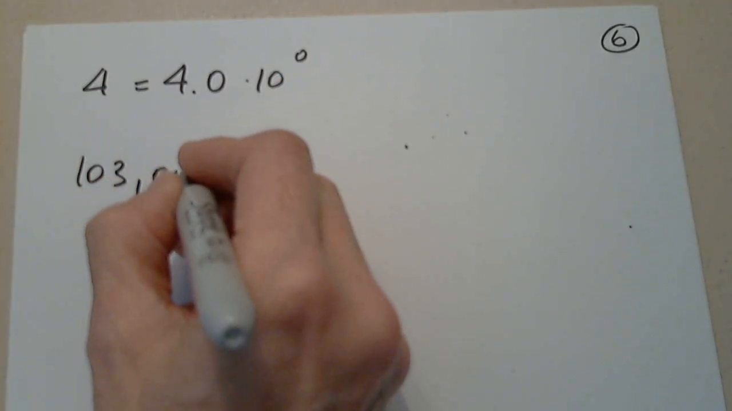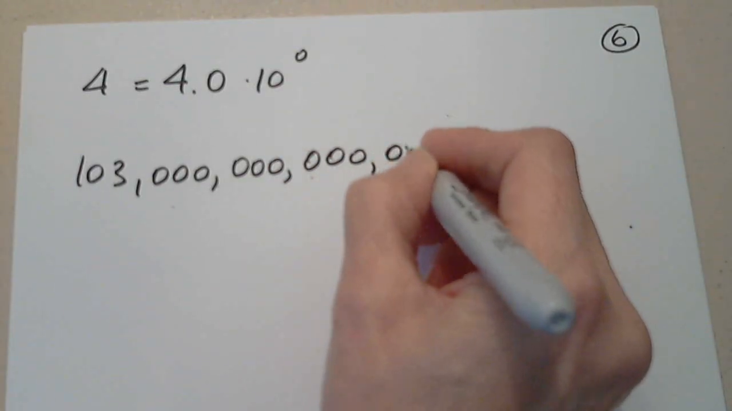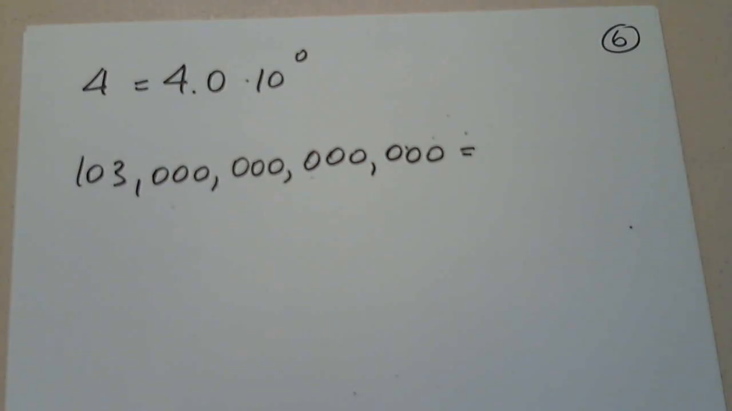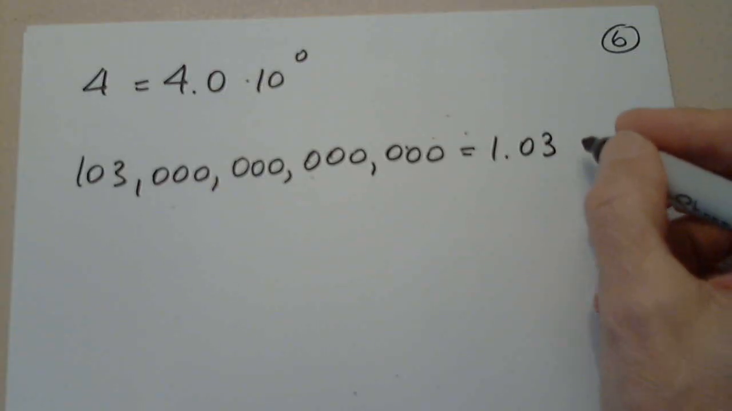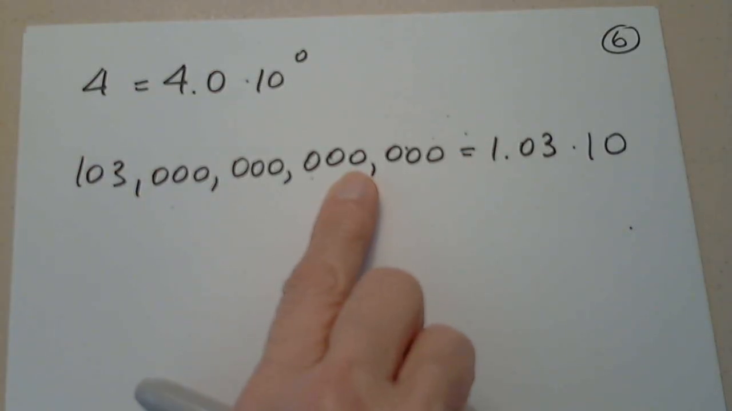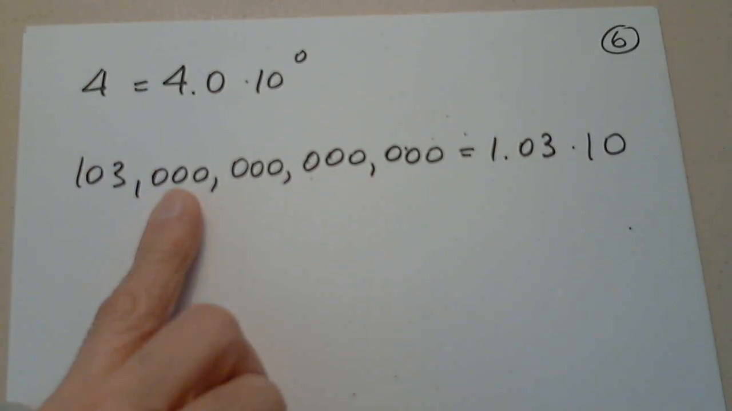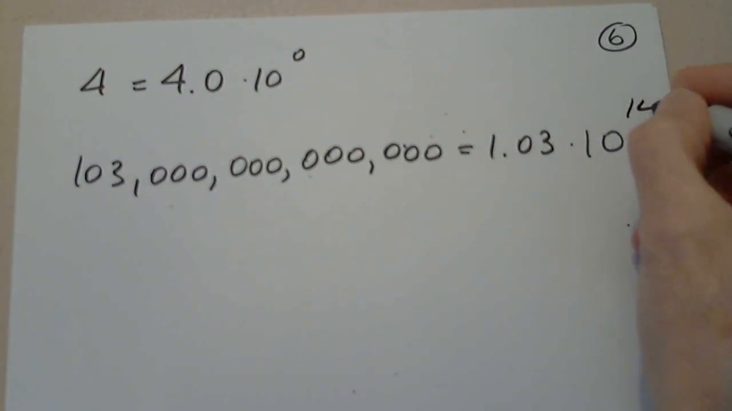103, comma, 0, 0, 0, comma, 0, 0, 0, comma, 0, 0, 0, comma, 0, 0, 0. So changing this into scientific notation, obviously, I have to have 1.03. It's a huge number, so the power of 10 has to be a positive number. But I have to count. 3 plus 3 is 6, plus 3 is 9, plus 3 is 12, 13, 14. So power 14.